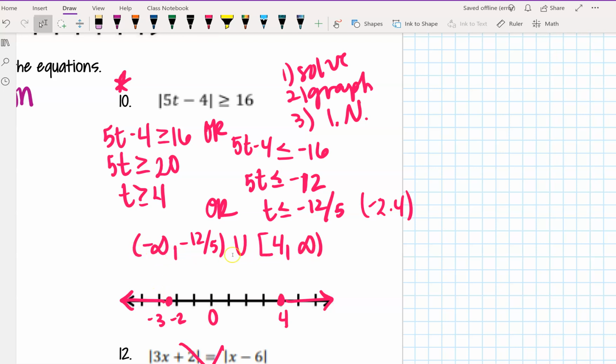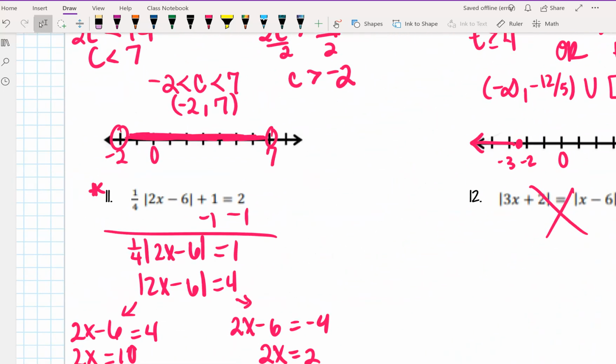Your interval notation is negative infinity to negative 12 over 5, both in parentheses. Your U for union, a bracket for 4 because you're including it, and then you have the infinity with the parentheses. So that's for number 10. So make sure you check your work and ask any questions if you have any.